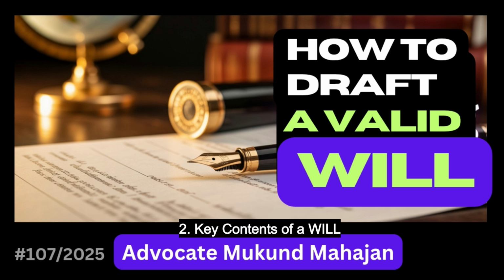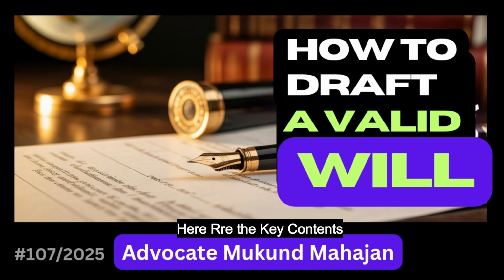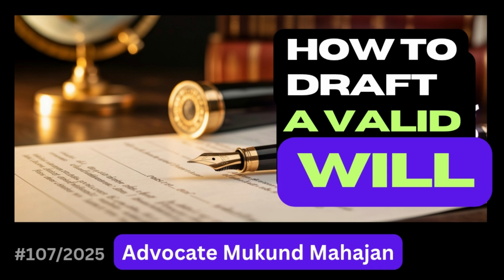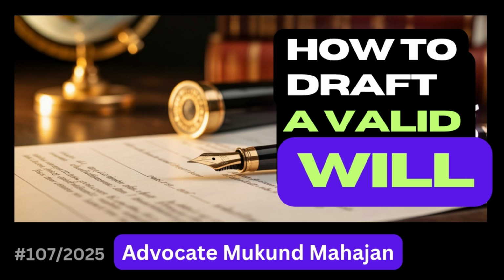2. Key contents of a will. A valid will must contain certain essential information clearly stated to avoid any confusion or disputes later. Here are the key contents your will should include. Full name, age, and address of the testator. This identifies the person making the will and ensures there is no doubt about whose wishes are being recorded.